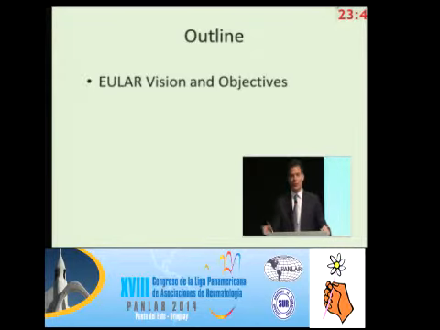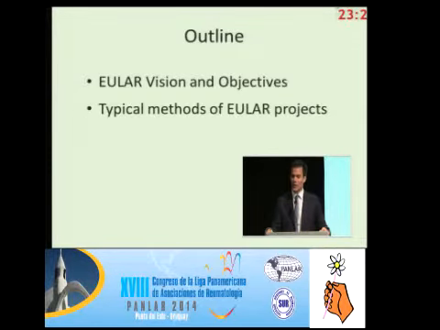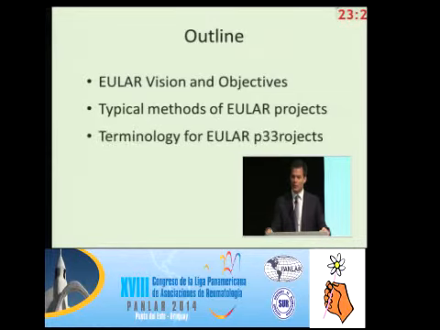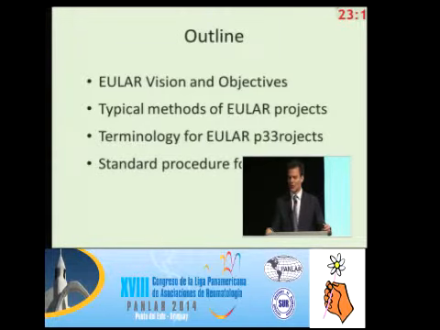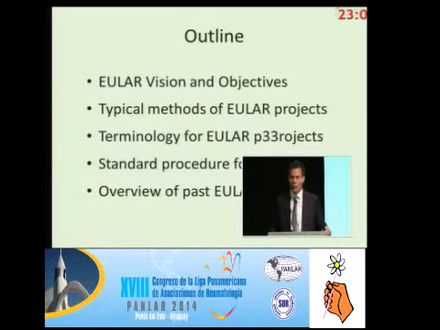So what I would like to do in the beginning is start with telling you what Eular's vision and objectives are, because they're essential for us within Eular to plan which projects have a priority and make decisions on that. I will go into the methods of typical projects. I will discuss a little bit the terminology of the projects. You know, there's points to consider, recommendations, guidelines, criteria, and it's often very confusing to understand. Then the standard procedure for projects, and I will give you at the end some overview of past projects. But let me begin with the Eular vision.